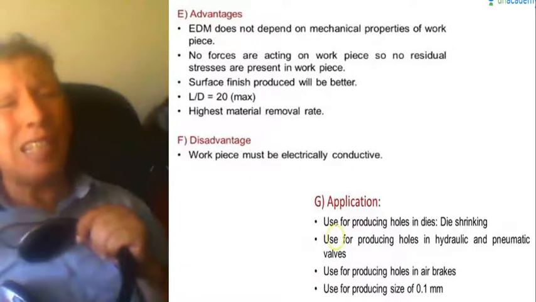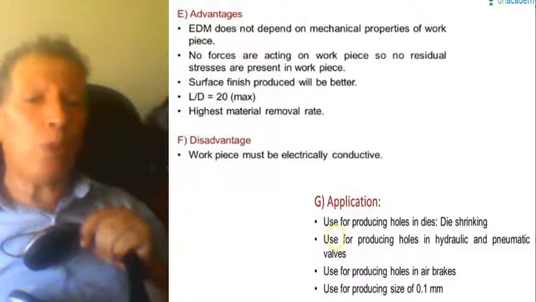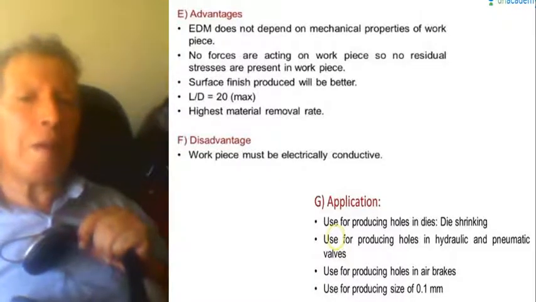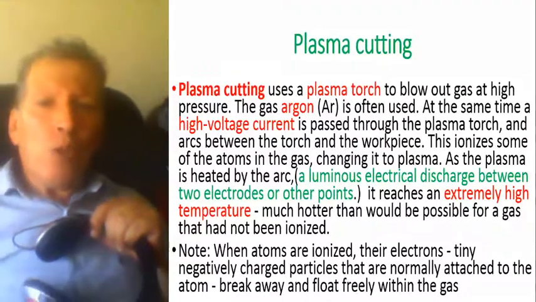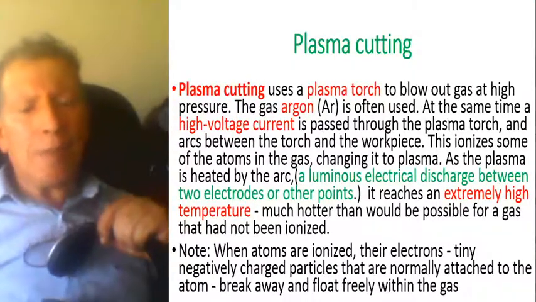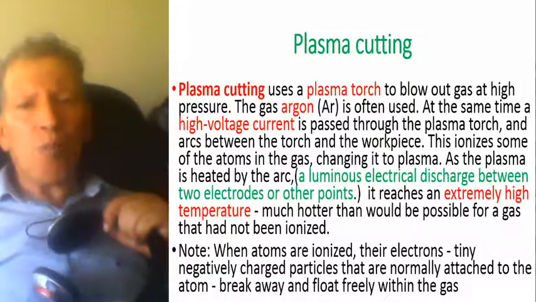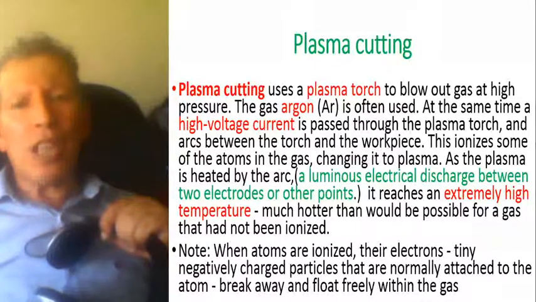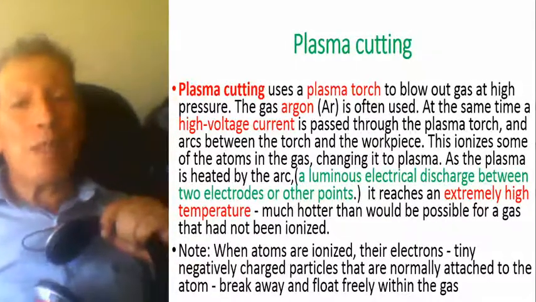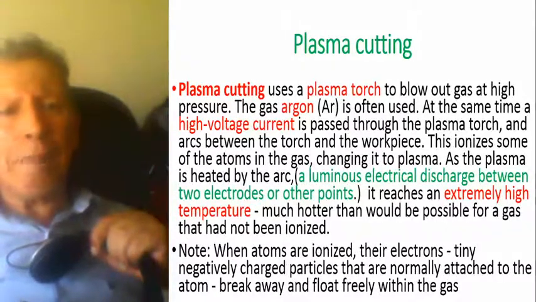There are different techniques of machining, and each one is used to achieve the best results depending on the material and the purpose for which it is used. We can also use plasma for cutting. Plasma cutting, this is another device. The tool used is a plasma torch. It is a different torch, not like the previous one, not the oxygen and acetylene torch, but a plasma torch to blow out gas at a high pressure.